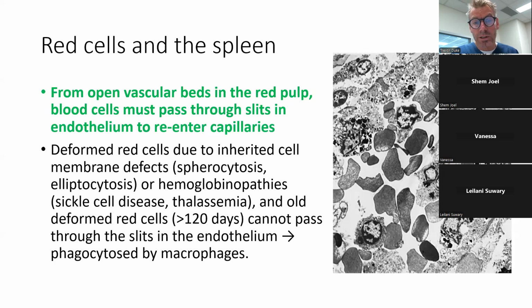And so any red cells that are deformed because either they're old and deformed beyond 120 days, or they're deformed because of some congenital abnormality in their shape, such as if a patient's got spherocytosis or elliptocytosis, or if they've got sickle cell disease where they're shaped like a sickle, or even thalassemia where there's abnormal shapes of the red cells, then those red cells can't get back from the vascular sinusoids through the slits in the capillary endothelium, and so therefore they get phagocytosed by macrophages and other cells within the spleen.